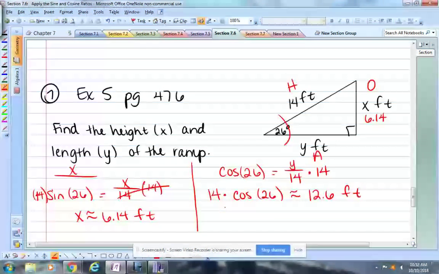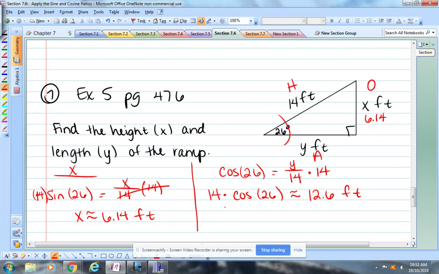So any questions about that? So look, if you have adjacent and hypotenuse, you use cosine. Opposite and hypotenuse, you use sine. Okay, remember, SOH-CAH-TOA will help you remember which one to use when.